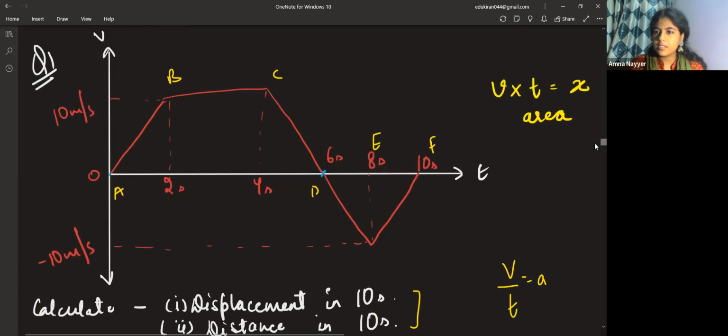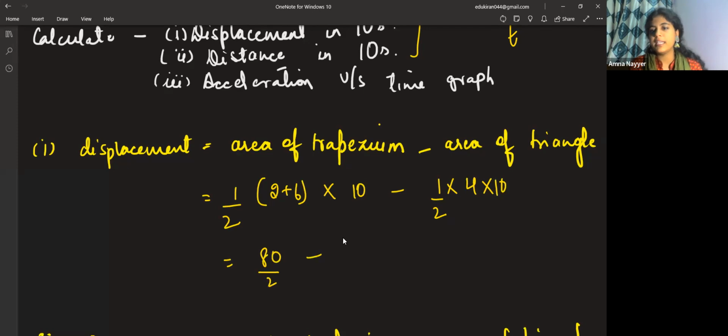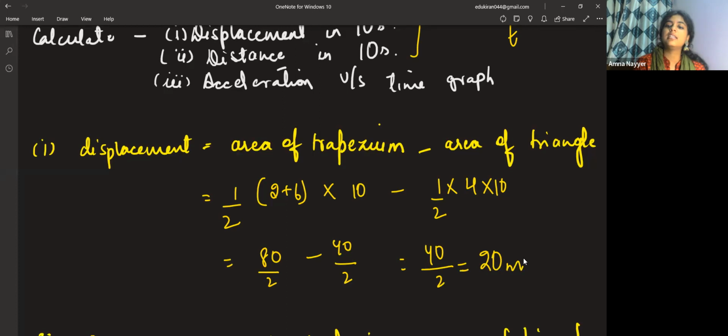So this becomes half base, 4, into height. So this becomes 80 divided by 2 minus 40 divided by 2, which is 40 divided by 2, that is 20 meters. This is the displacement.